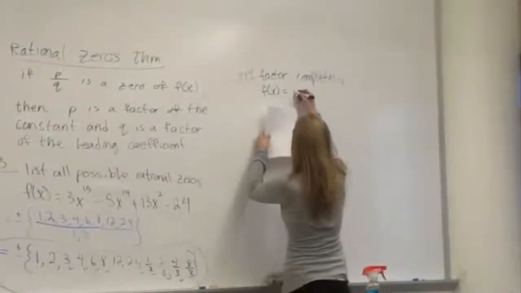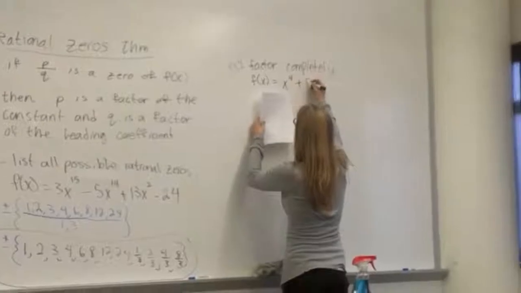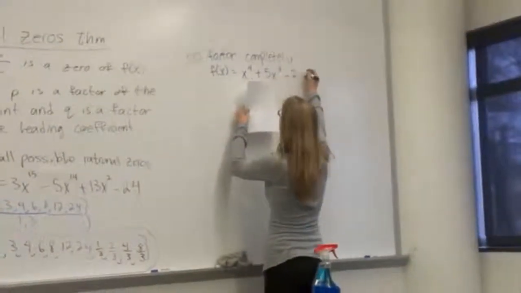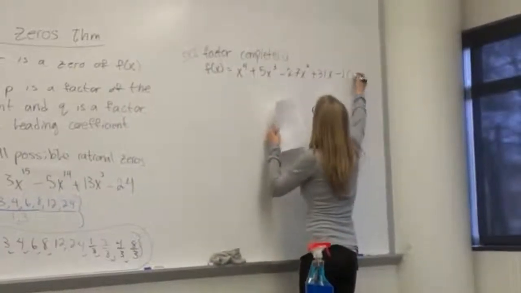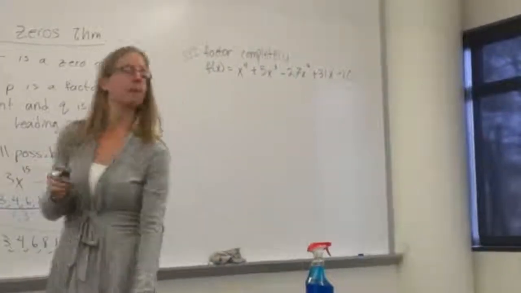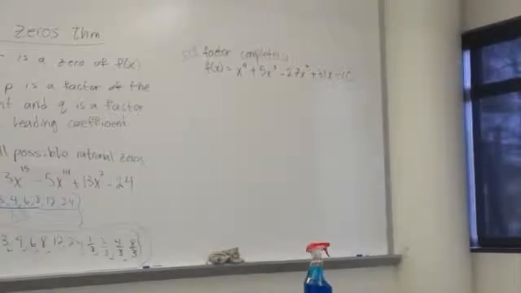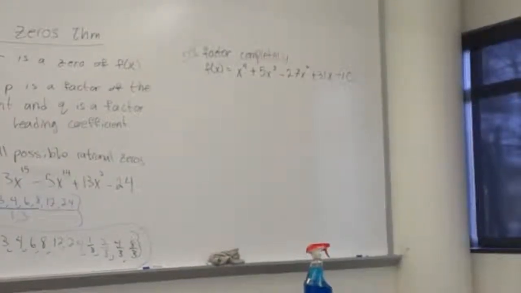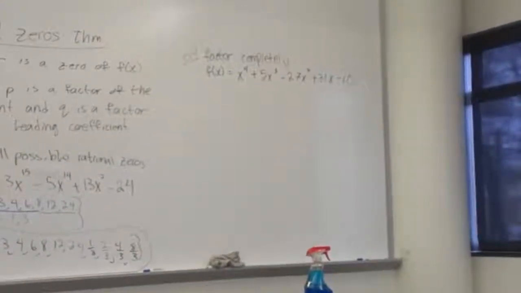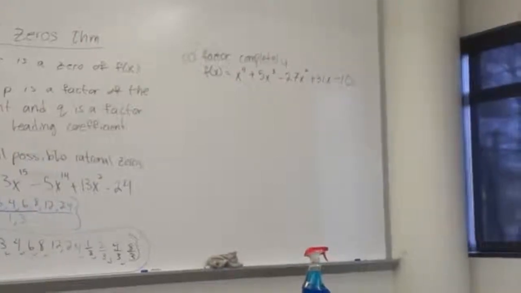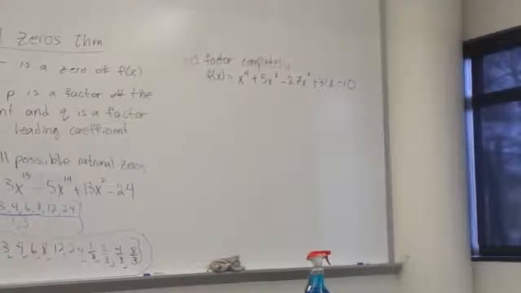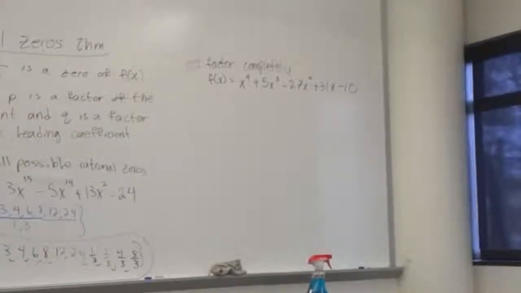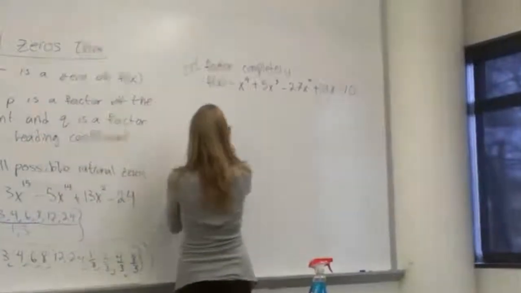Okay, x to the 4th plus 5x cubed minus 27x squared plus 31x minus 10. Factor completely. So first we're going to have to do synthetic division to factor. But in order to do synthetic division, we've got to figure out what numbers to guess. To do that, we're going to find all of our p's over q's first.